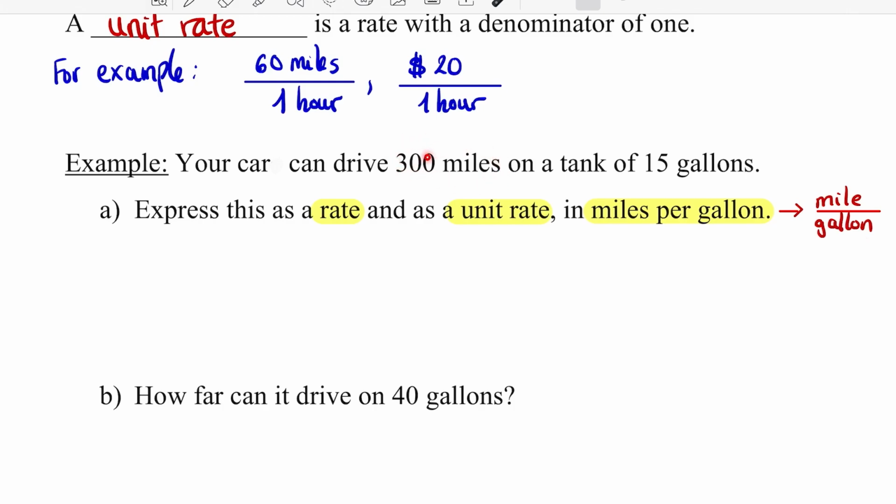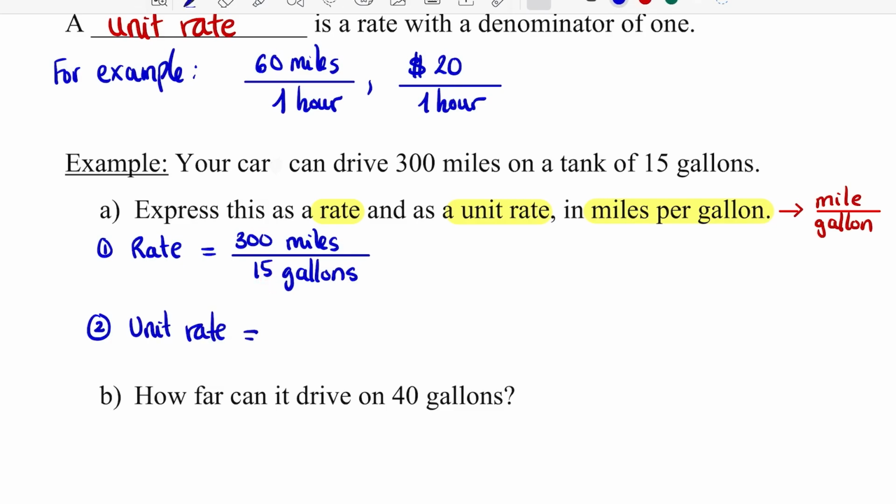So I have 300 miles on a tank of 15 gallons. So my rate would be 300 miles over 15 gallons. And my unit rate is when I take 300 divided by 15. So 300 divided by 15 is 20 miles over 1 gallon, or you can say 20 miles per gallon. So per means divided by 1.